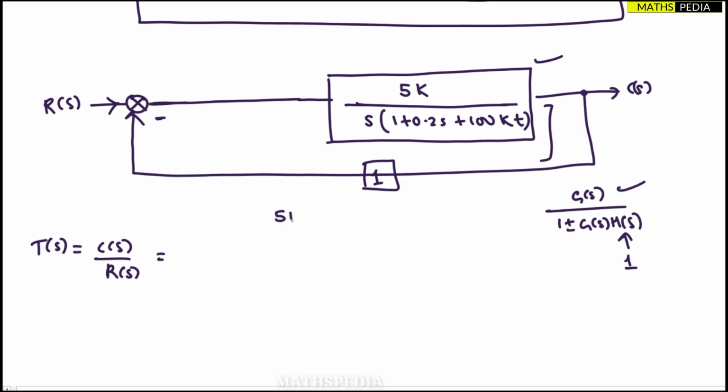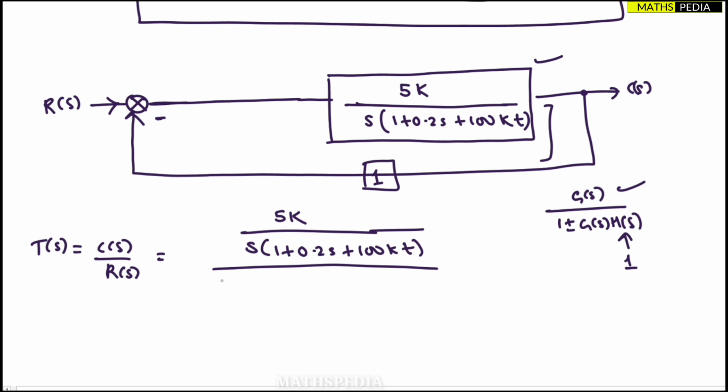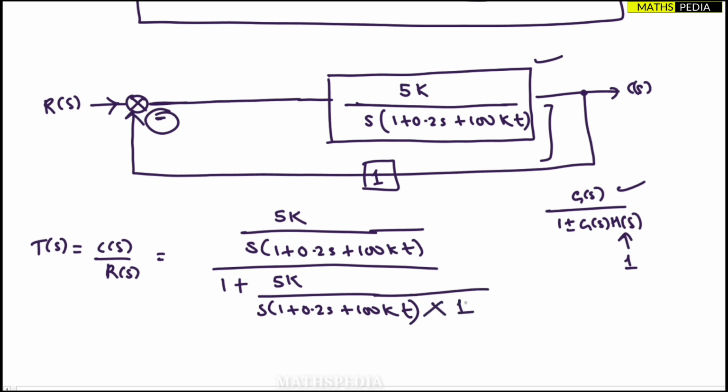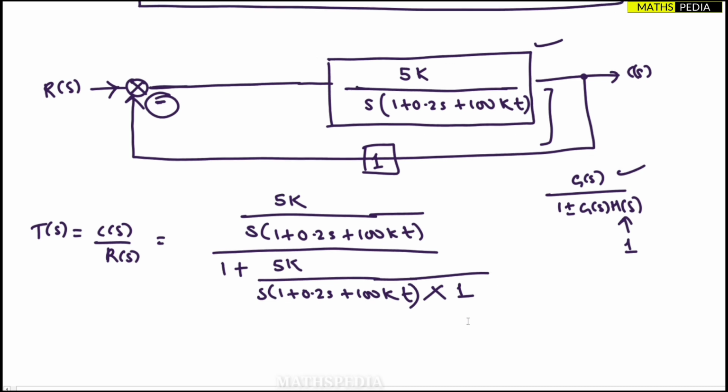What is the G of s value? 5k divided by s into 1 plus 0.2s plus 100 kt, right? This G of s divided by 1 plus or minus. Which sign should I use? Here minus is there, so I have to use plus. Plus G of s again came, that is 5k divided by s into 1 plus 0.2s plus 100 kt, into H of s. H of s is nothing but 1. This is the final thing we are getting. Now we have to simplify this again, right? When you simplify, let us see what happens.